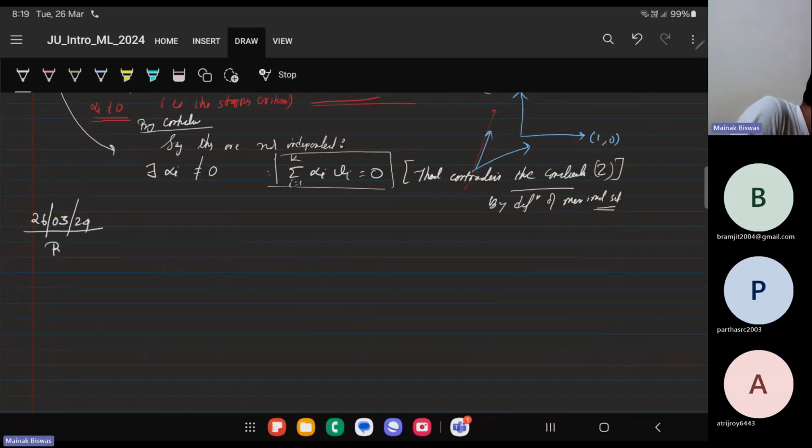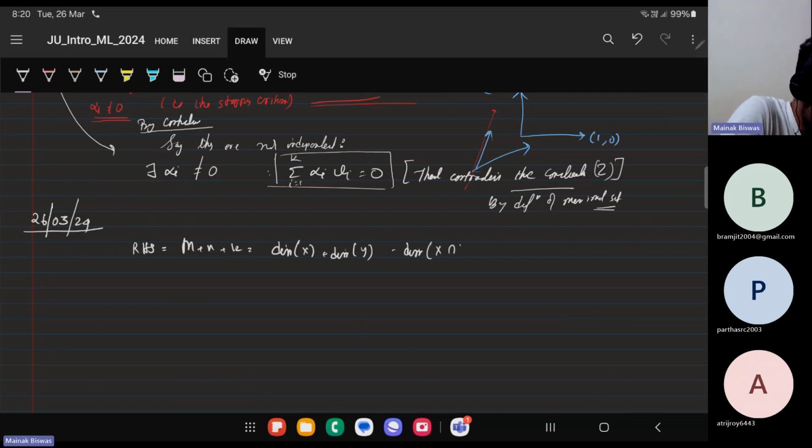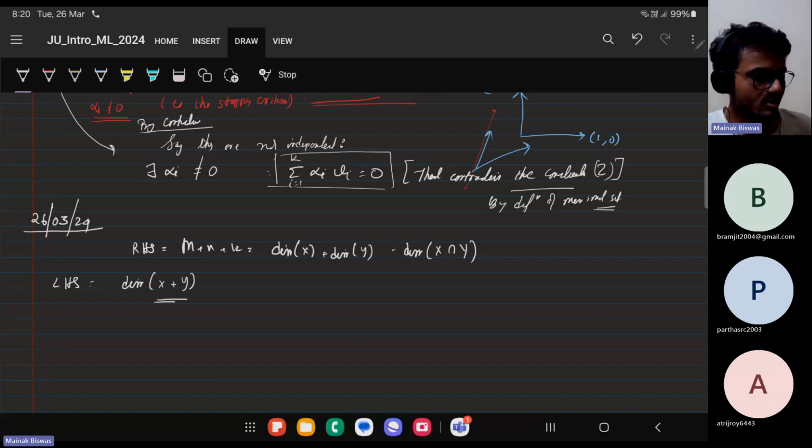So I can also write. So what do I have to show? What is the intuition? Can you tell me? So I have shown the right hand side equal to m plus n plus k equal to dimension of x plus dimension of y minus dimension of x intersection y, right? What is left hand side? Dimension of x plus y, right? Yes or no?